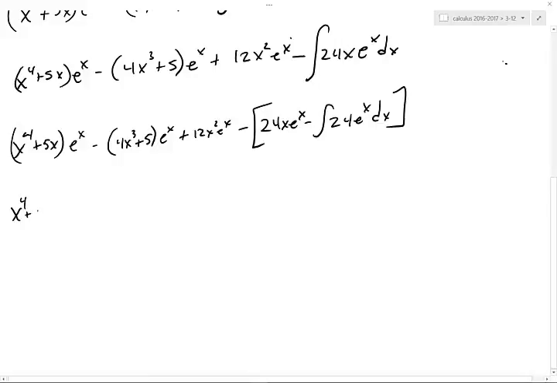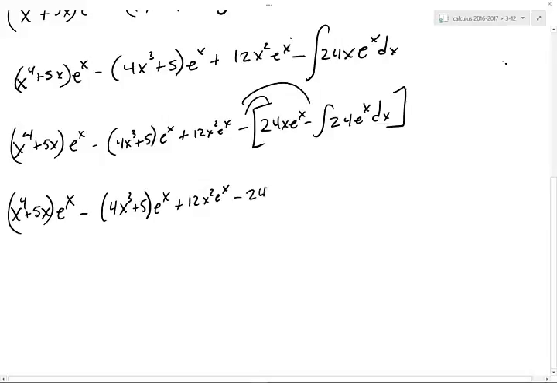Goodness, I'm using a lot of paper. Okay, watch me distribute the negative. Now what is the integral of 24 e to the x? Why, it's 24 e to the x plus c. Done. If you look at that, right, there's a lot to take in there, yes?